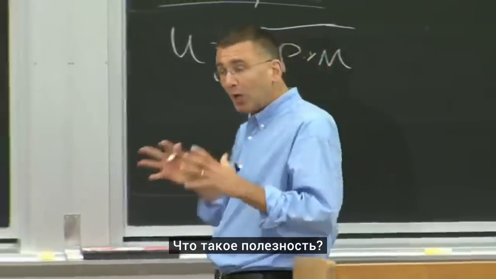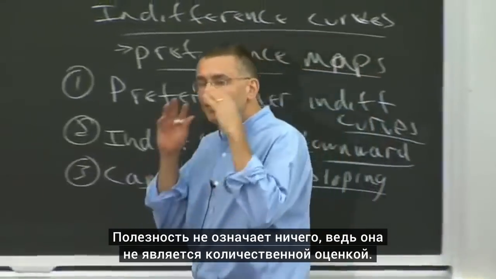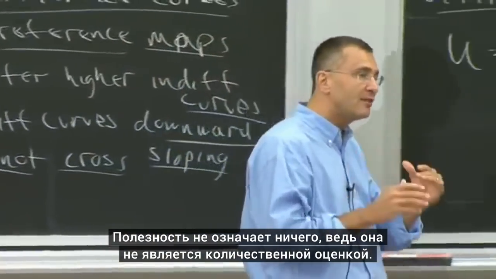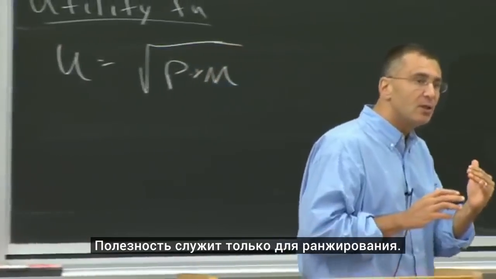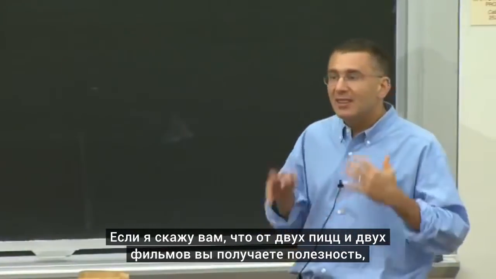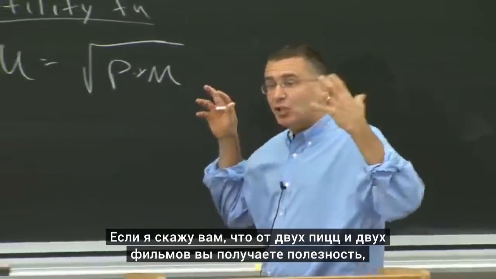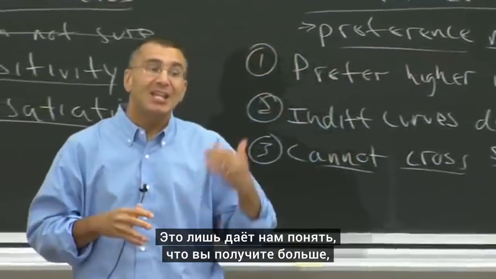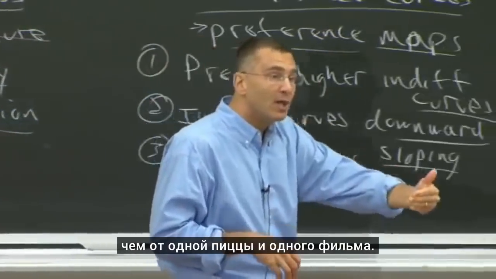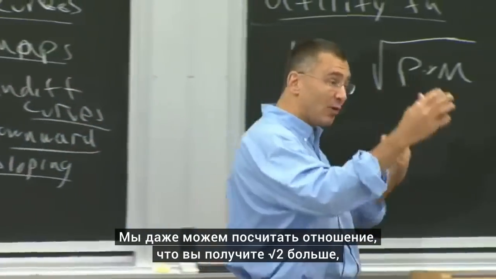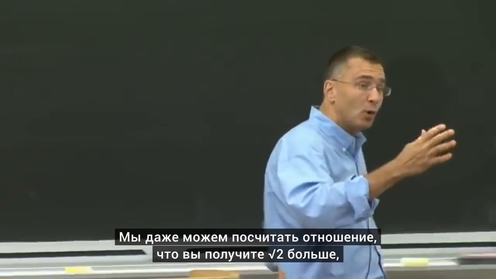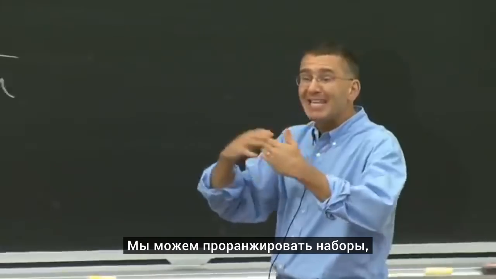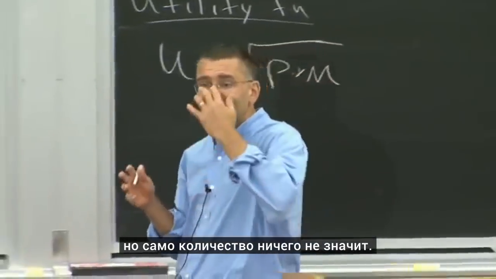Okay? Now, what does utility mean? Utility means nothing, in the sense that it is not a cardinal concept. It's only an ordinal concept. So if I say to you that you get 2 utils from 2 pizzas and 2 movies, that doesn't mean anything. It just means that you get more than from 1 pizza and 1 movie. And we can even get the ratio that you get square root of 2 more than you get from 1 pizza and 2 movies. Okay, we can do ranking and ordinality, but we can't assign cardinality.